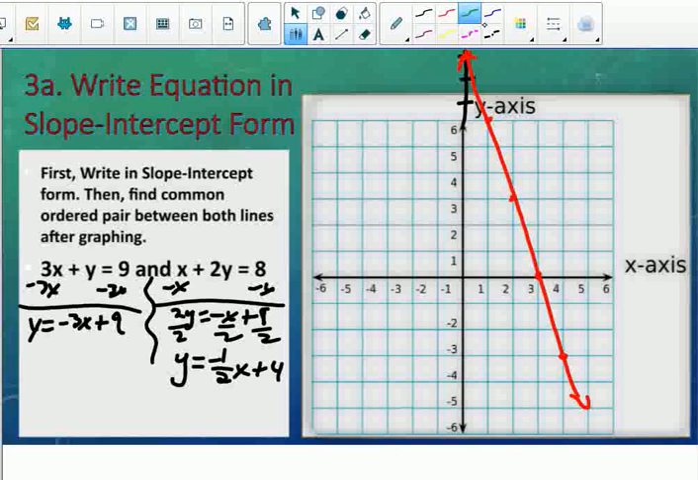Next one, put a point at positive 4. Now I have a negative half slope, so down 1 to the right 2. Down 1 to the right 2. Down 1 to the right 2. See where my line is? They cross here. So our solution would be 2, 3.